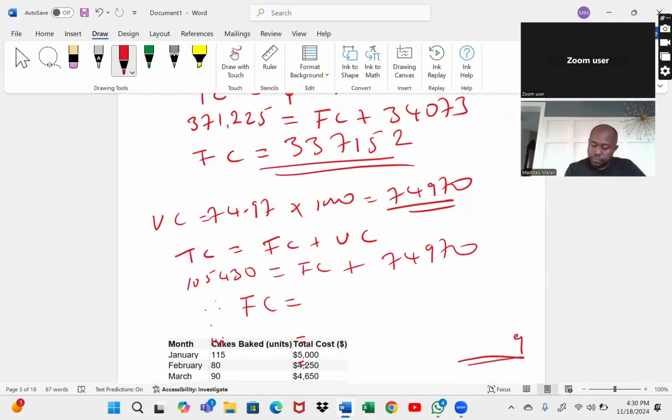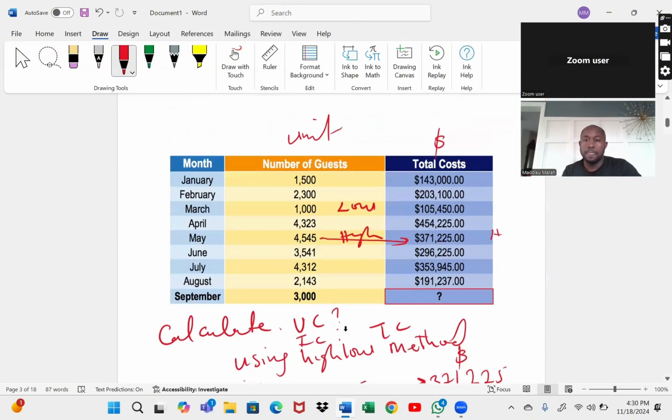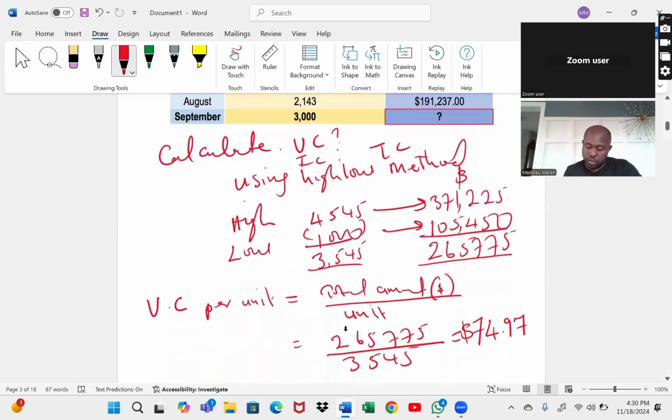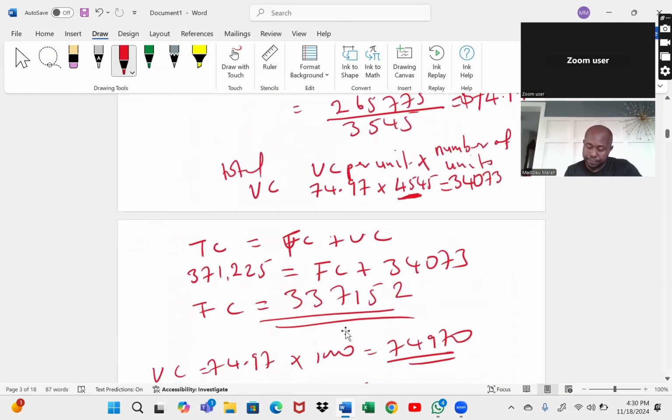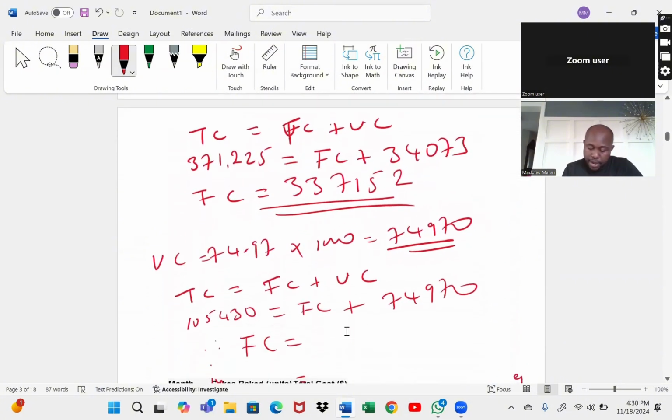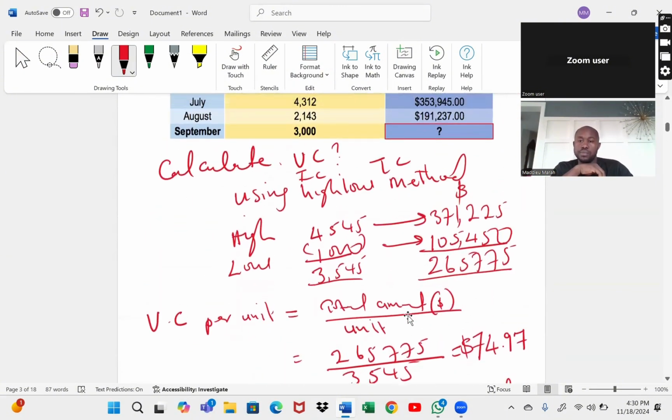Let's first check the figure. Yeah, 105,450. Sorry, not 430. My mistake. So it's 105,450 minus 74,970, so we'll have 30,480. Okay. So this is how we do the first question, how to separate fixed cost from variable cost. Sound good?